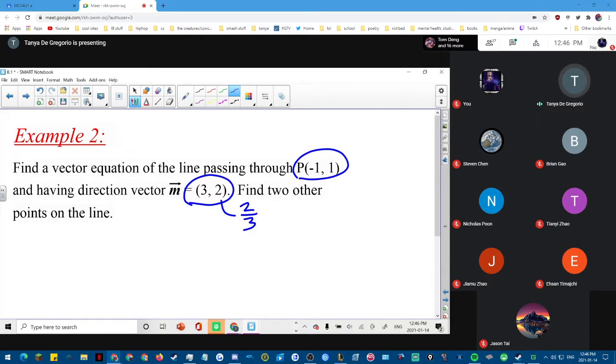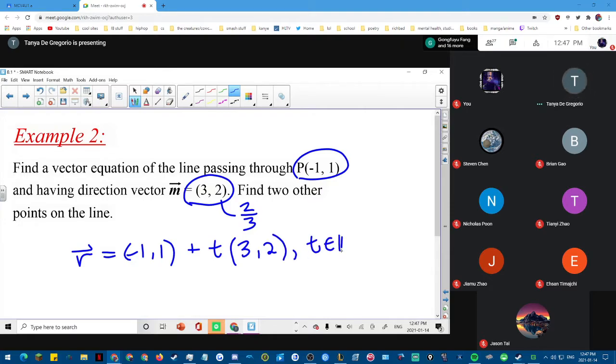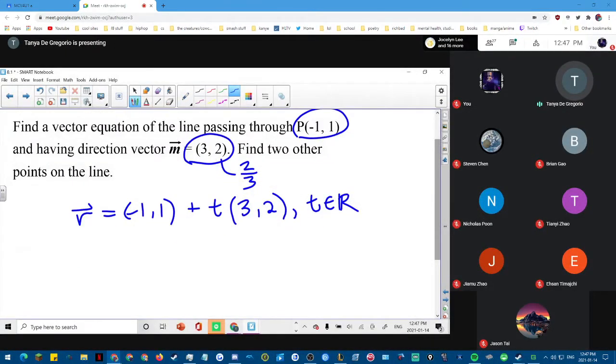Find 2 other points on the line. Okay, so first of all, I want to define this line. I want a vector equation of this line. So I take the point. That's my position vector right there. And then I can multiply by any multiple of t. And I use my direction vector. And I just say t is an element of real numbers. Okay? That's your vector equation. Okay, so now we have to find 2 other points on the line. How can I find 2 other points on the line?